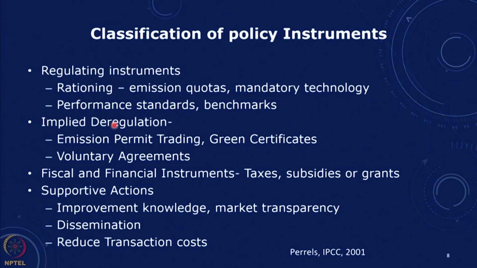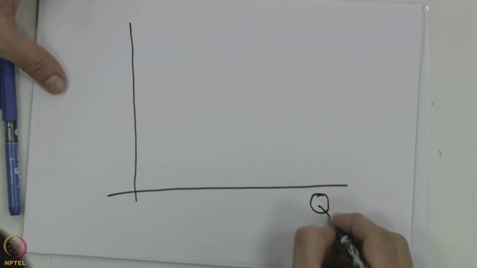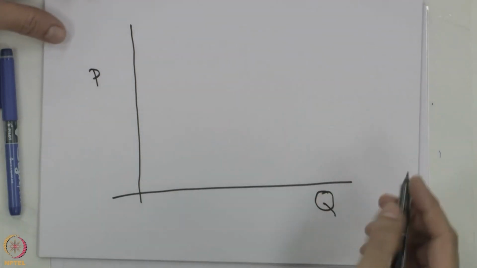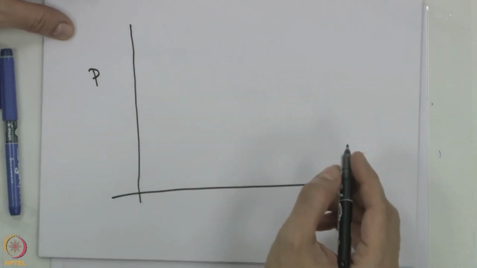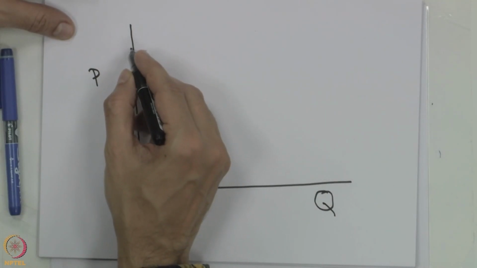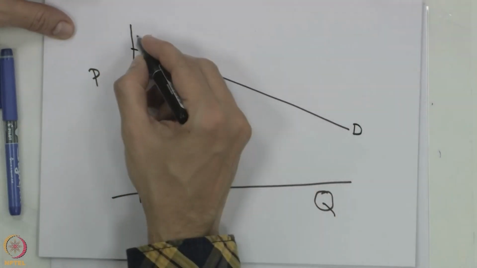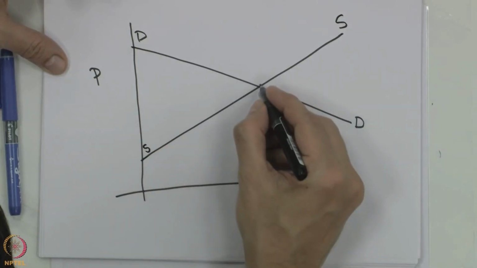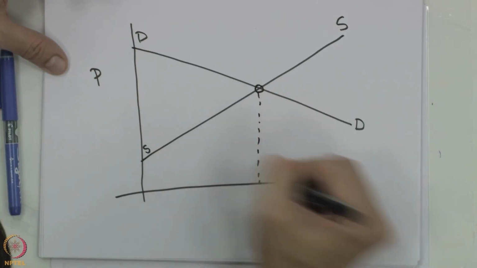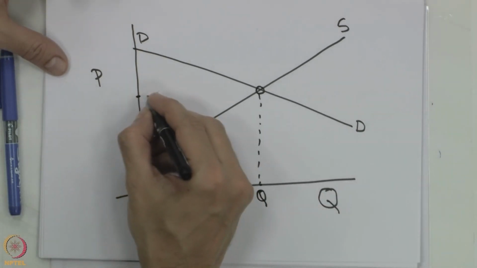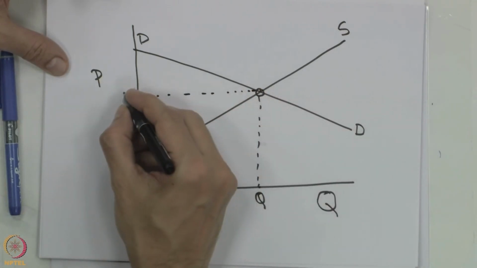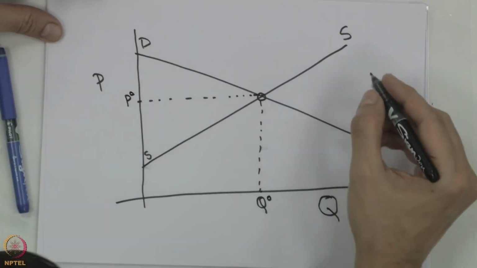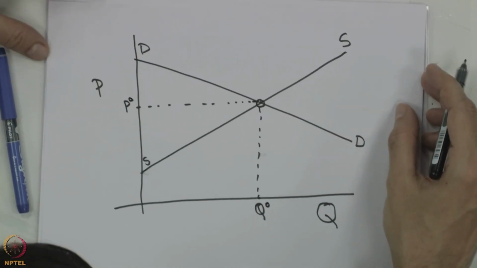To give you an example, if we just take a fuel, where you have price and quantity, and you have the demand going like this, and you have a supply curve. So in the normal case, this point is the Q and this is the equilibrium price, Q0, P0.